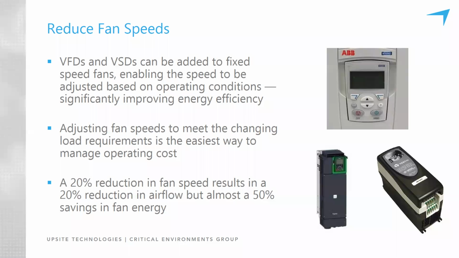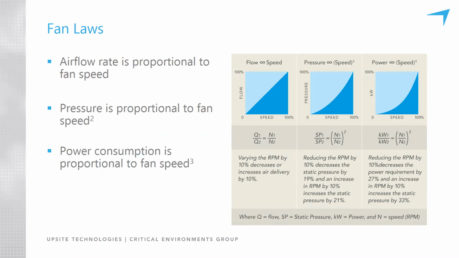They're looking for the opportunity to reduce fan speeds because of the fan affinity laws. A 20% reduction in fan speed results in a 20% reduction in airflow, but almost a 50% reduction in the fan energy, the energy consumed by those fan motors. So you see here on these images of the fan affinity laws that airflow rate, the volumetric flow rate of conditioned air through a fan, is proportional to the fan speed.